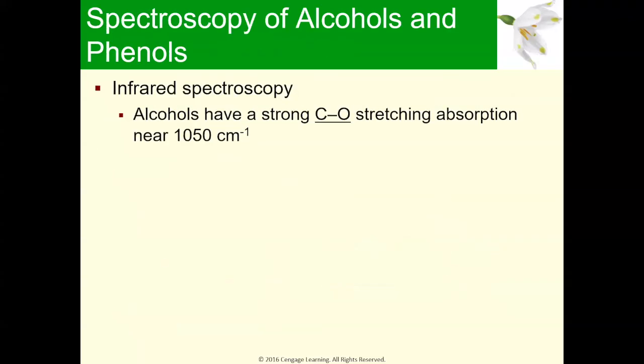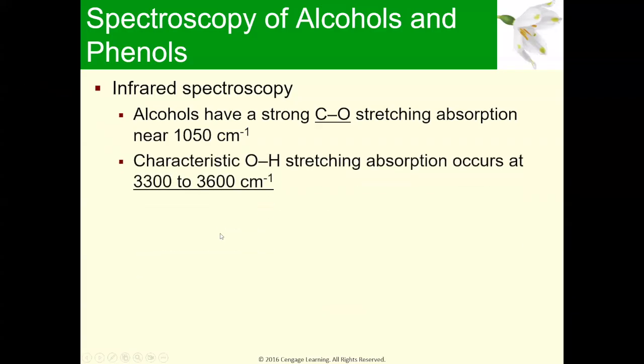Now we're going to move into talking about the spectroscopy of alcohols and phenols, specifically the IR and the NMR. So with the IR, alcohols and phenols have some important characteristic peaks that show up in the IR. One of them is the stretching peak between the carbon and the oxygen in the alcohol functional group. And that happens at around 1050 wave numbers, or inverse centimeters, however you want to say it. But the more characteristic one is the broad peak that you see between 3300 and 3600. And that's from the OH stretch. And that's very characteristic of an alcohol.